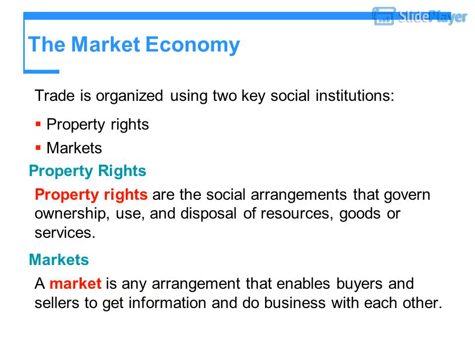The market economy. Trade is organized using two key social institutions: property rights and markets. Property rights are the social arrangements that govern ownership, use, and disposal of resources, goods or services. A market is any arrangement that enables buyers and sellers to get information and do business with each other.